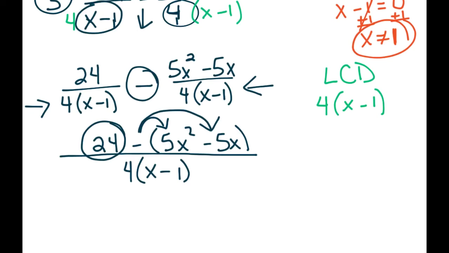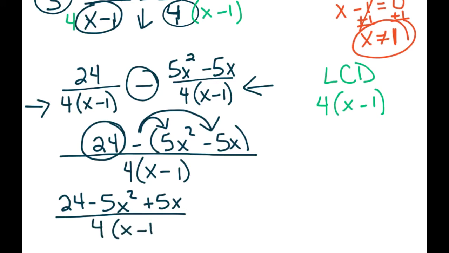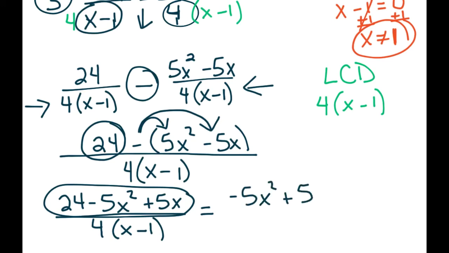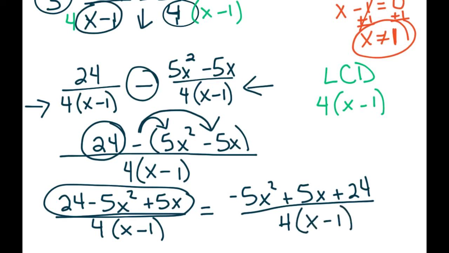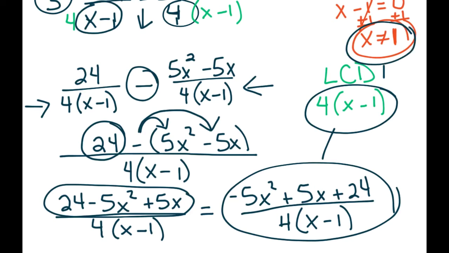Now what I'm seeing is I'm going to have a trinomial, so you could write it as 24 minus 5x squared plus 5x over 4 times x minus 1. But what I'm going to do is I'm going to rearrange my trinomial in standard form. So negative 5x squared plus 5x plus 24, because it's a positive 24, over 4 times x minus 1. Okay, so here I have my answer, here I have my LCD, and here I have my restrictions. Now, if I could factor this nicely and cancel an x minus 1 out, or even a 4 out, I would. I'm pretty sure I cannot factor that to get an x minus 1 as a factor, so we're going to stop there. All right, let's do another one.